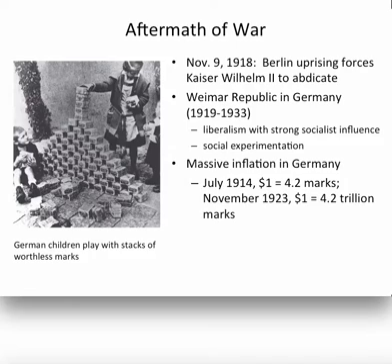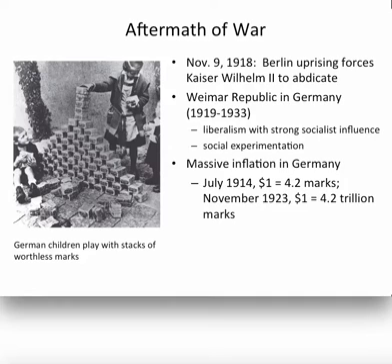To give you a sense of this, in July 1914, with $1 you could buy 4.2 German marks. By November 1923, that same $1 would buy 4.2 trillion. Yes, trillion German marks. And so it was really extraordinary. You know, there were pictures of people with wheelbarrows full of stacks of bills that they're taking down to the corner store to buy one loaf of bread, which might cost 1 billion marks. You know, or these children in this picture who are playing with this worthless money.